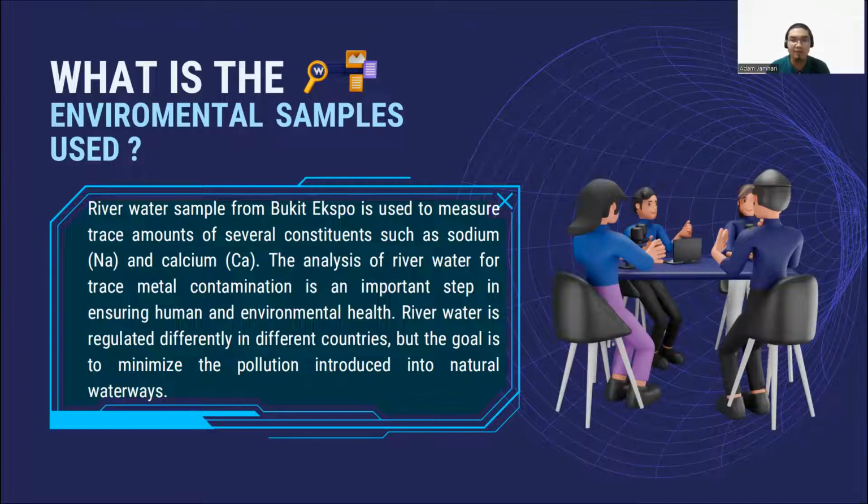The analysis of river water for trace metal contamination is an important step in ensuring human and environmental health. River water is regulated differently in different countries, but the goal is to minimize the pollution introduced into natural waterways, which is used for many other reasons, even for our tap water and for our drinking water.